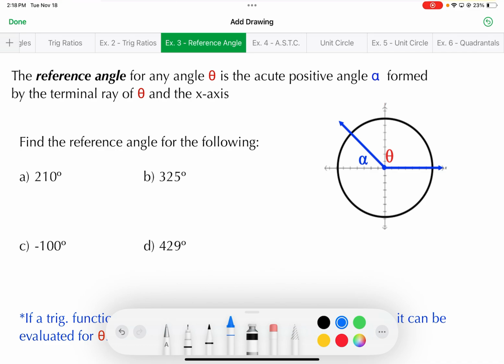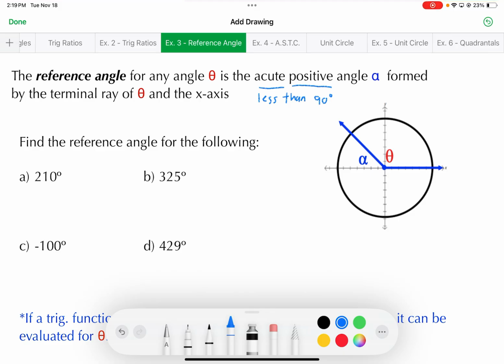Now let's talk about reference angles. Remember a reference angle is an angle that's acute. So the reference angle for any angle theta is the acute positive angle alpha formed by the terminal ray of theta and the x-axis. So what do I mean when I say acute? What's it mean for an angle to be acute? Less than 90. So a reference angle should always be less than 90 degrees. It also should always be positive.